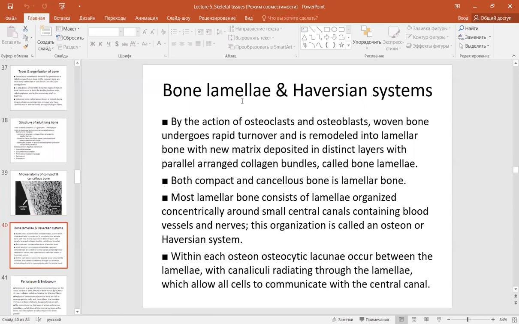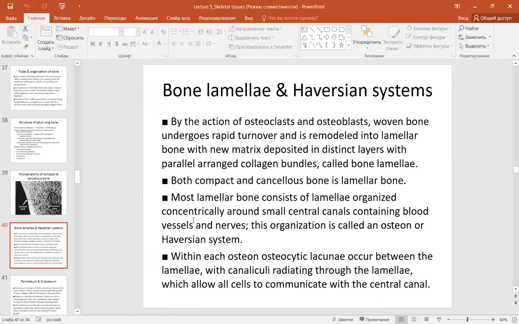Bone mammalian Haversian system. By the action of osteoblasts and osteoclasts, woven bone undergoes rapid turnover and is remodeled into lamellar bone, with new matrix deposited in distinct layers with parallel arrangement of fibers, called the lamella. Both compact and cancellous bone are lamellar bone. Most lamellar bone consists of lamellae organized concentrically around small central canals containing blood vessels and nerves. This organization is called an osteon or Haversian system.